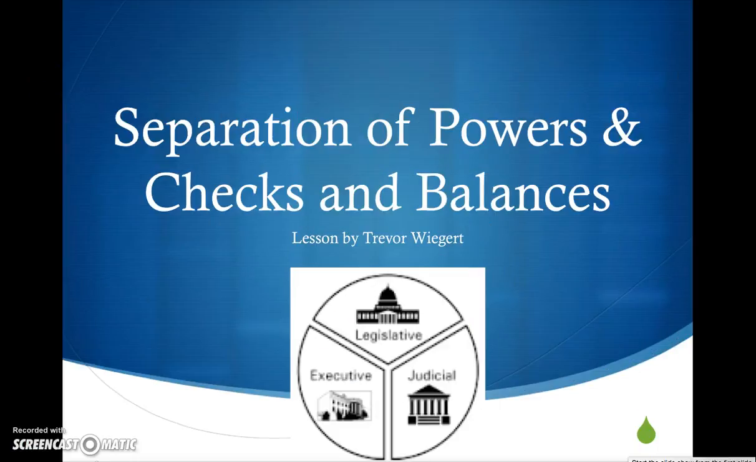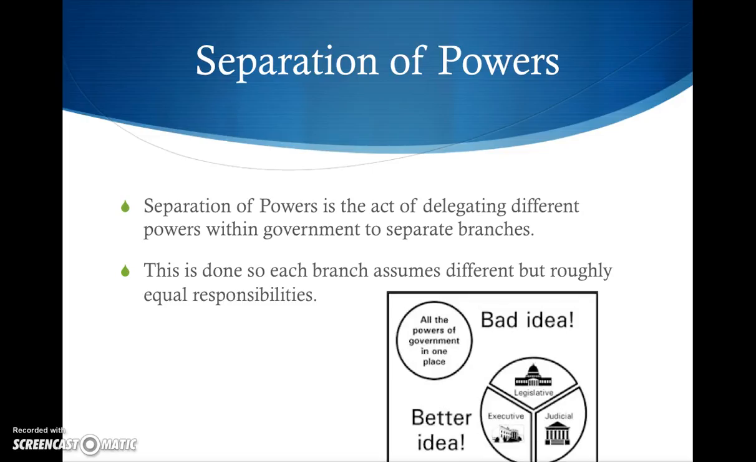Alright, well, I'm Trevor Wiegert, and this is my Assignment 8 teaching lesson dealing with a brief overview of the concepts of separation of powers and checks and balances found within the U.S. Constitution that pertains to how they affect our government and how things are run there.